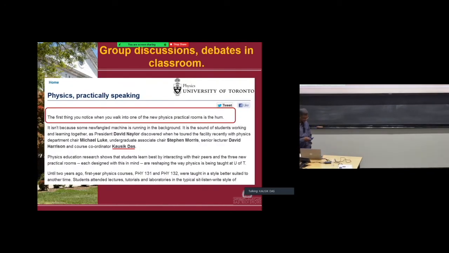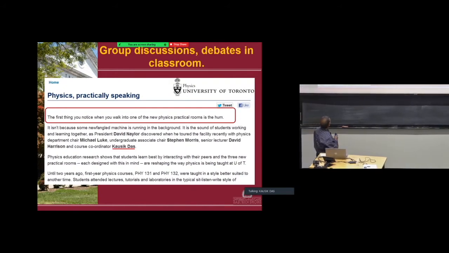And I tried this in my previous institution at University of Toronto. We created some new practical rooms based on this philosophy. The first thing you notice when you walk into one of the new physics practical rooms is the hum. And that hum is so important for natural learning and to bring that excitement of learning.